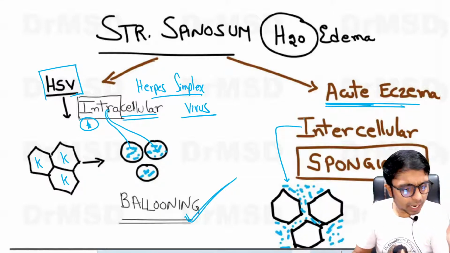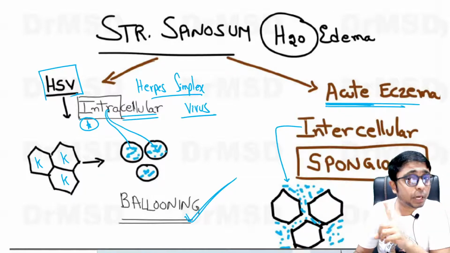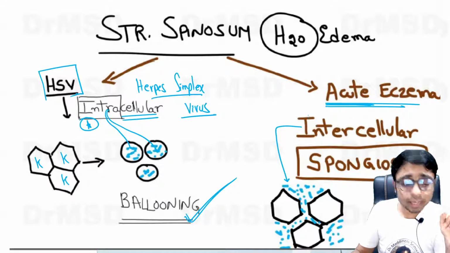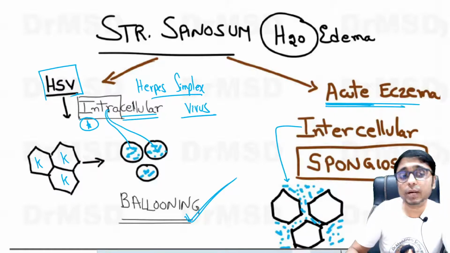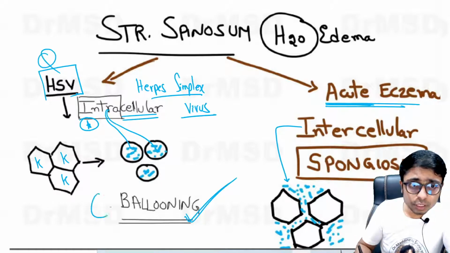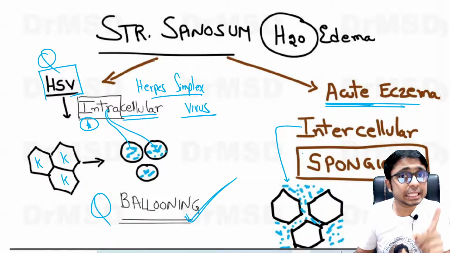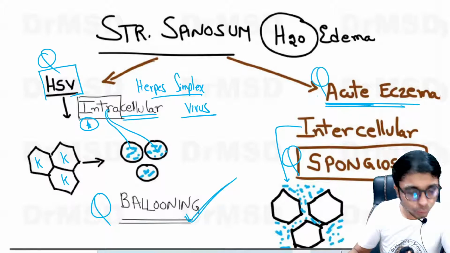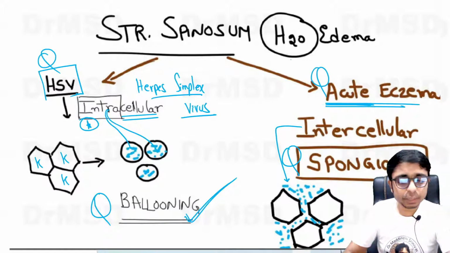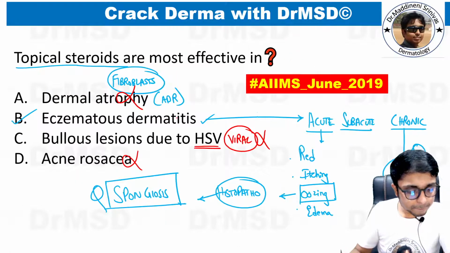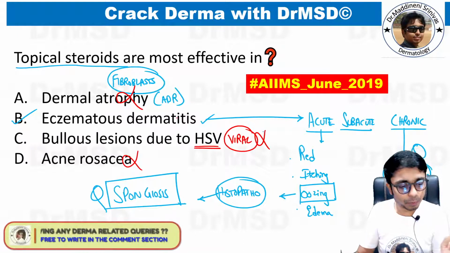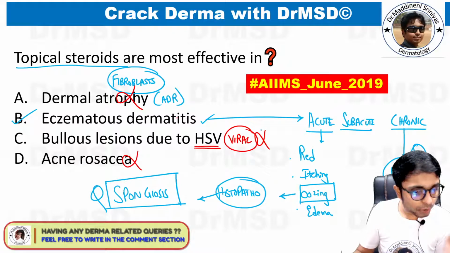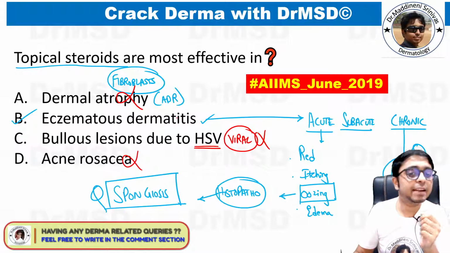Now I hope I made this point very clear. Ballooning degeneration is observed in viral infection, herpes simplex virus. This is also a very important question. And acanthosis is associated with chronic eczema, and spongiosis is associated with acute eczema. Everybody please give me a thumbs up if you have understood and if you can remember this point. Sumay Jinuk, I hope now you have got it clarified.